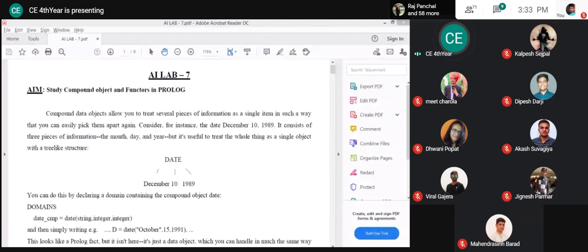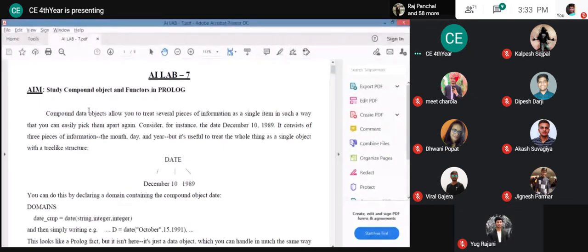Listen, everyone. Today's lab aim is to study compound objects and functors in Prolog. In this particular lab, first of all, I will explain what a compound object is. I will give you a brief overview. A total of 9 pages are there. I will not explain the program portion because in the exercise portion, you have to take the same program, but just make the modification.